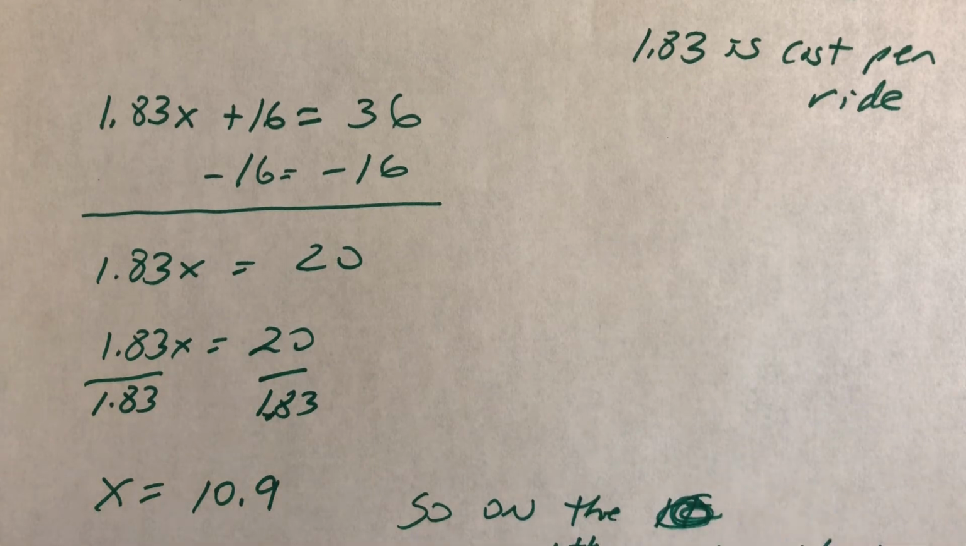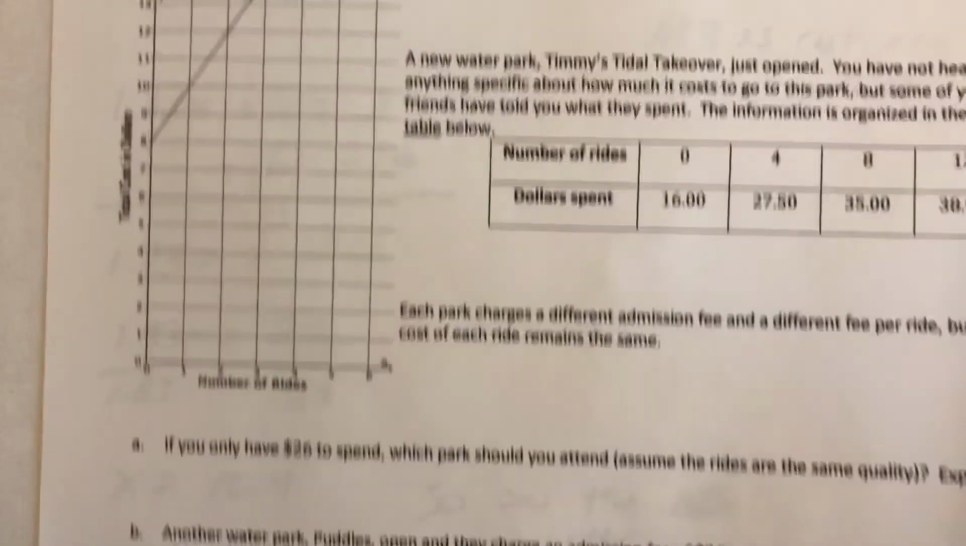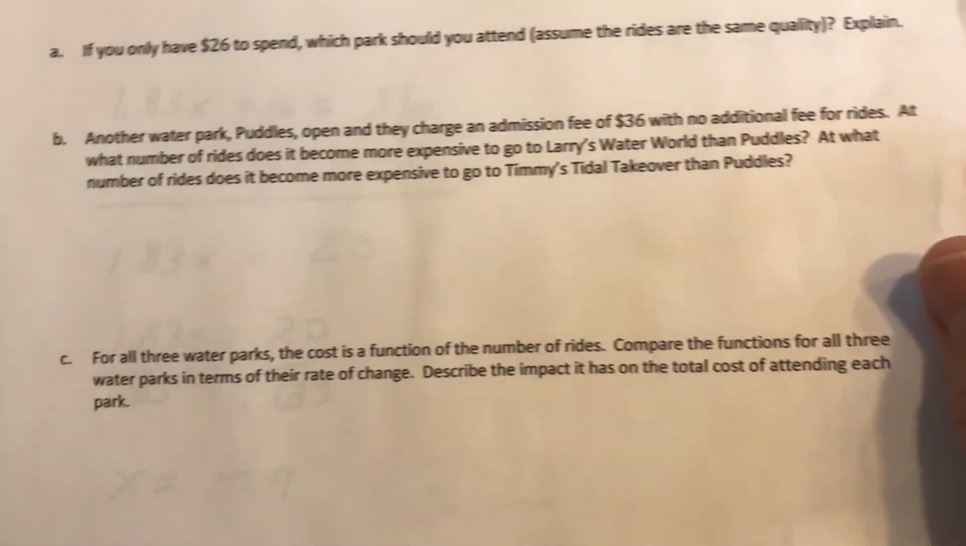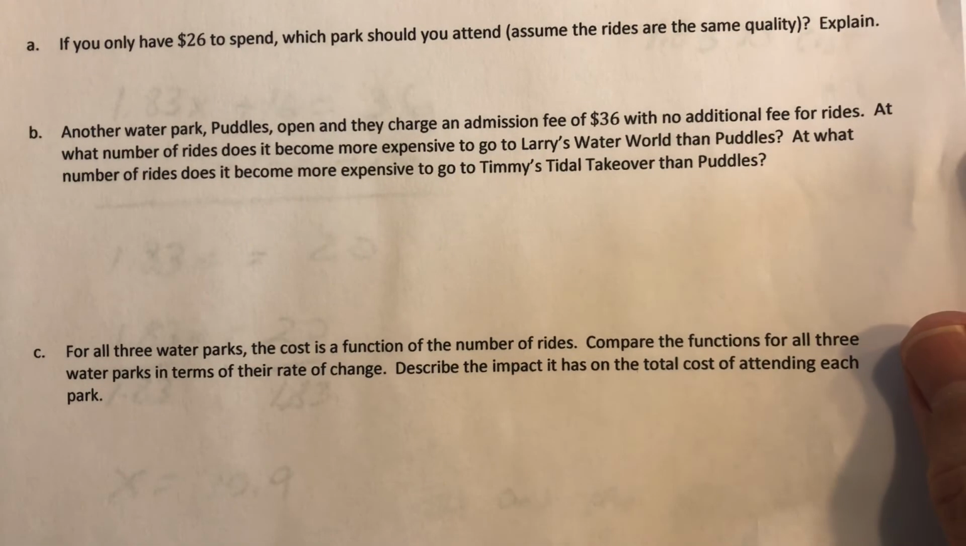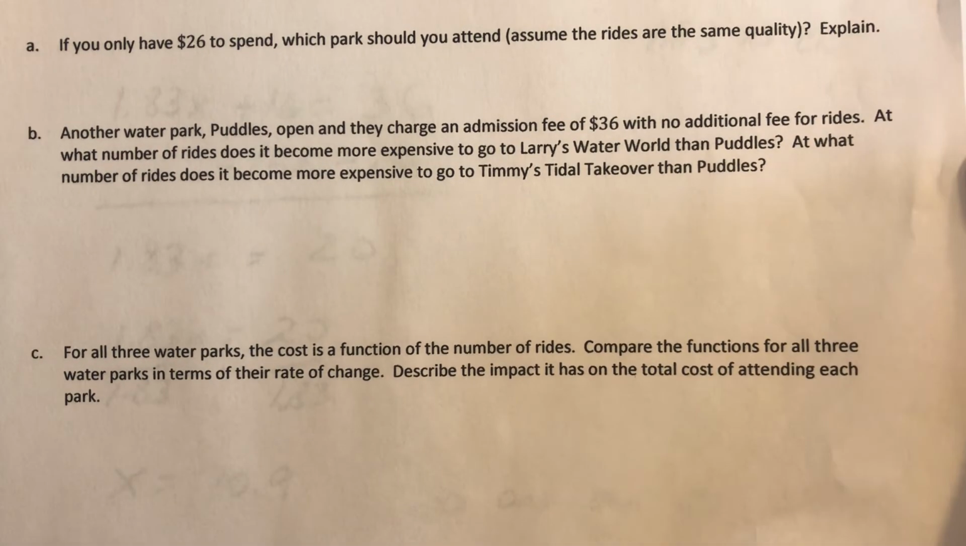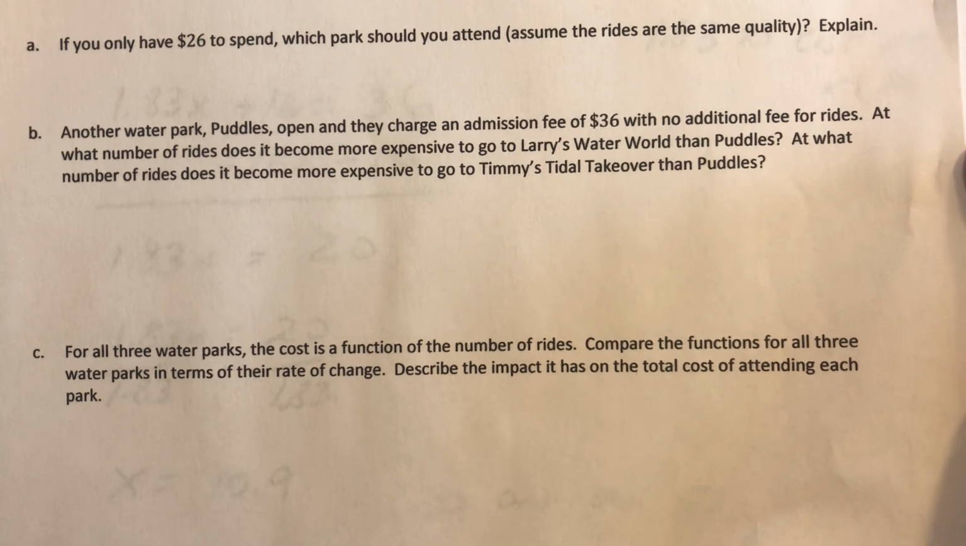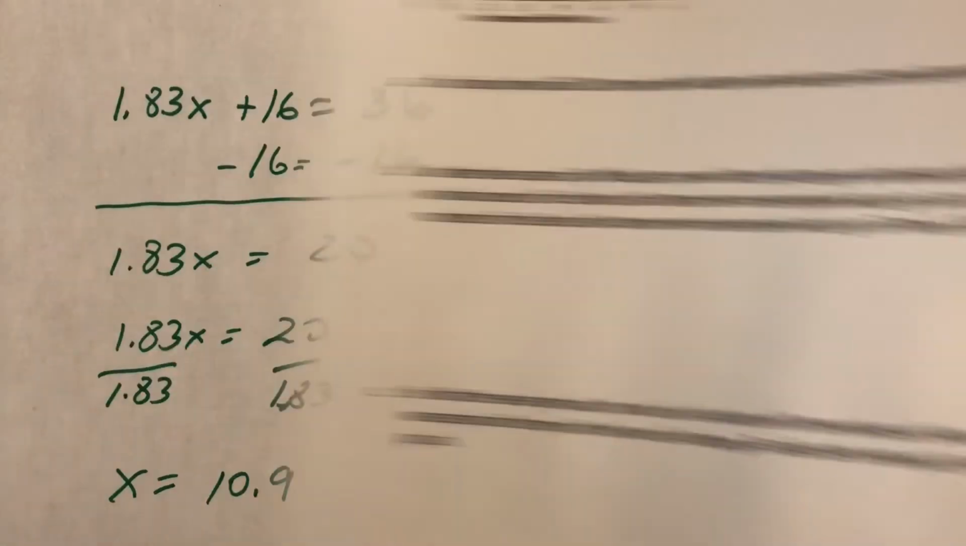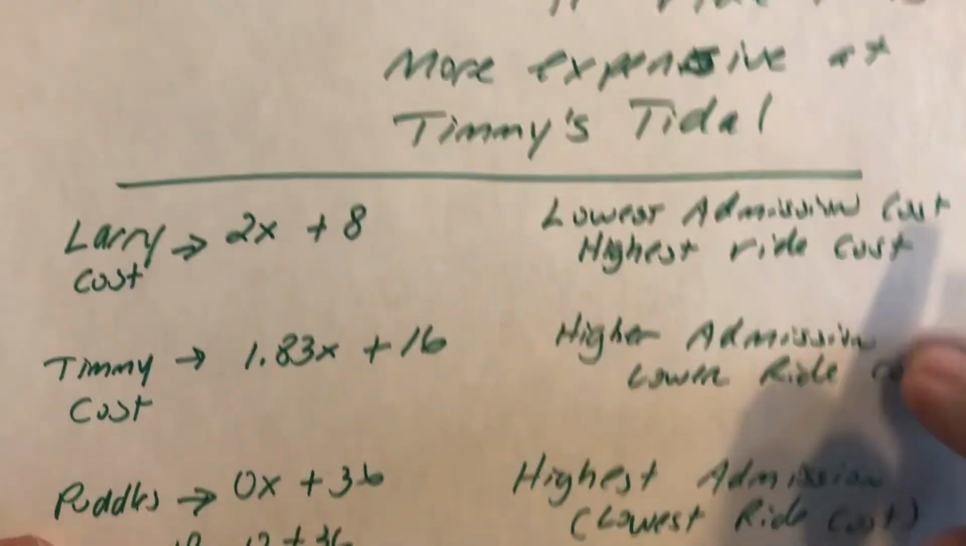Now, on the last part of the question, part C, I'm going to go back and show you part C. It says, and yours looks similar to this, for all 3 water parks, the cost is a function of the number of rides. Compare the functions for all 3 water parks in terms of their rate of change. Describe the impact it has on the total cost of attending each park. Your problem C on part 2 is super similar, so I want you to do on your C what I'm doing here, and I'm going to show you my work in a sec.